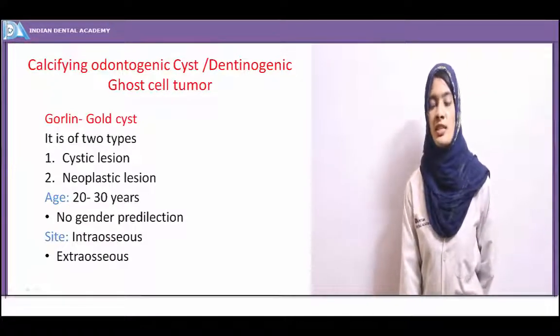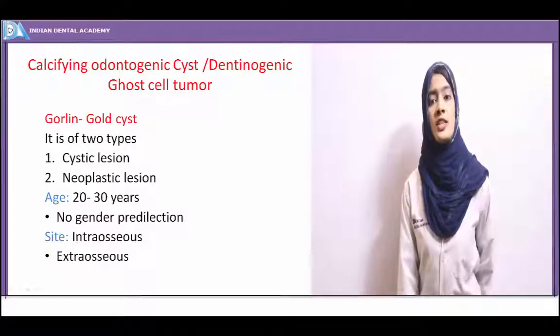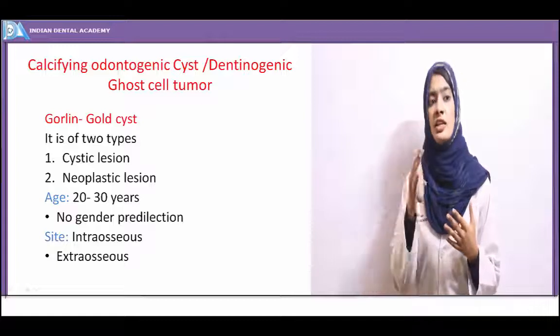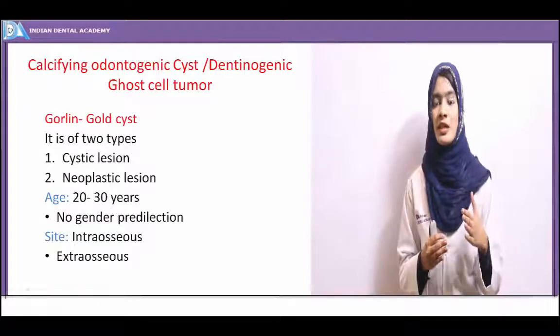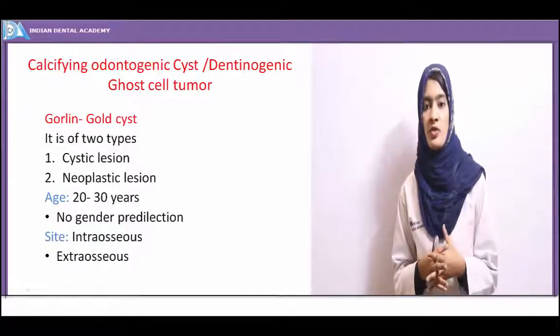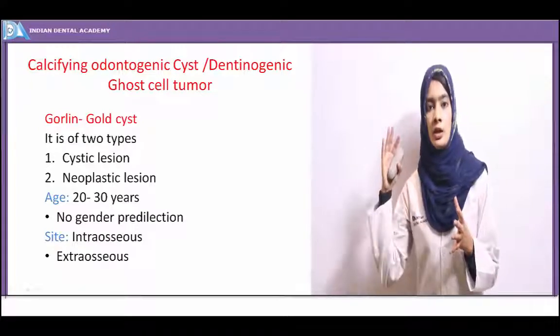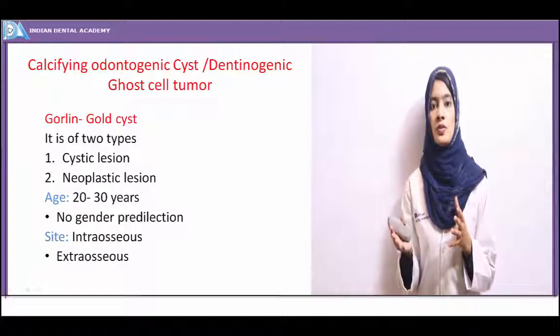So that was about ameloblastic odontoma. Calcifying odontogenic cyst or dentinogenic ghost cell tumor. We have already studied the calcifying odontogenic cyst in detail in the cysts of the oral and maxillofacial region. That was the cystic variant. Now we will study the neoplastic or tumorous variant.